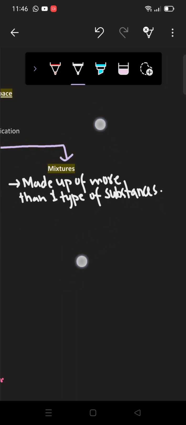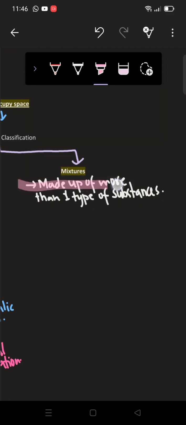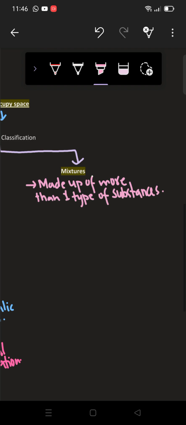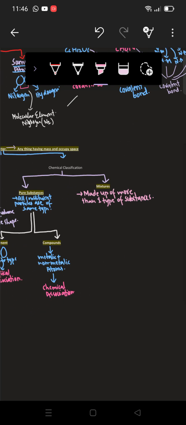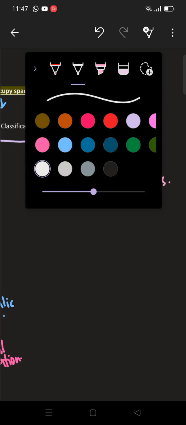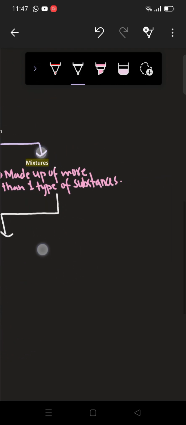More than one type of substances. Let's highlight this with another color. Okay, so these are made up of more than one type of substances. We have again here subcategories too. Let's divide this. They are subdivided into two categories.